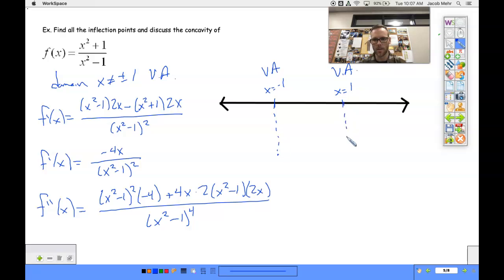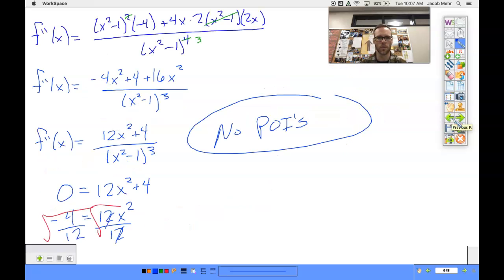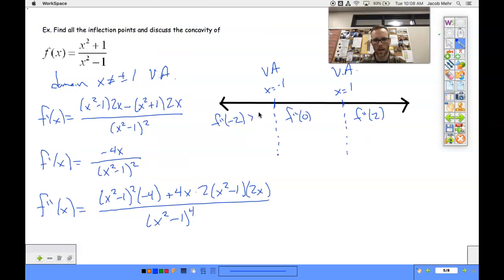So we're just working off this, and we're going to test a value in each interval. I'm going to suggest negative 2, 0, and 2. All right, let's start by putting negative 2 into our second derivative. Negative 2 is going to give us a positive in the numerator and a positive in the denominator. And a positive divided by a positive is positive. So the second derivative is positive in this interval, which tells us it's concave up.